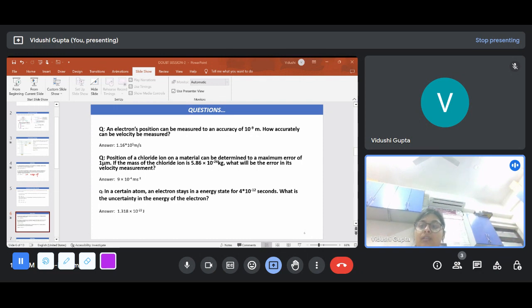Now moving to the next question. Determine the minimum uncertainties in the positions of the following objects if their speeds are known with a precision of 1 into 10 raised to minus 3 meter per second. First we have to calculate for an electron, and then a bowling ball of mass 6 kg. So I'm giving you time to calculate it. Firstly do for an electron. You have to calculate the uncertainty in position, that means del x.